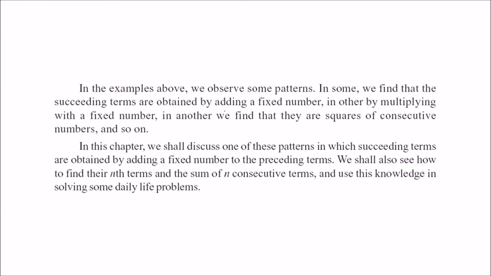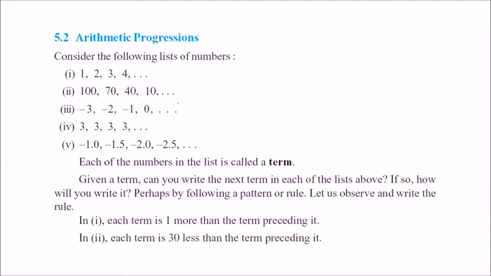So we have seen a pattern, and what we have seen here is there is a fixed number which is being added to a number so that the second number can be obtained. Again, that same fixed number is added to this number so that the third number can be obtained. So if you are discussing the n consecutive terms, is there any way you can generalize this situation? Yes, we can. We'll see some more examples.